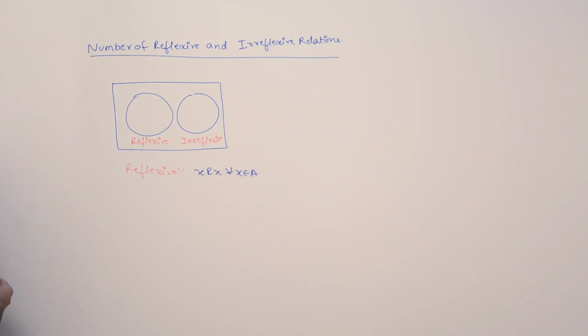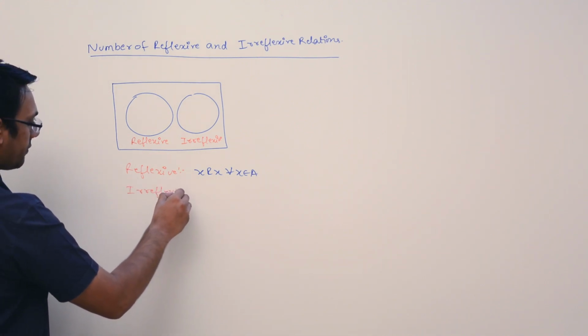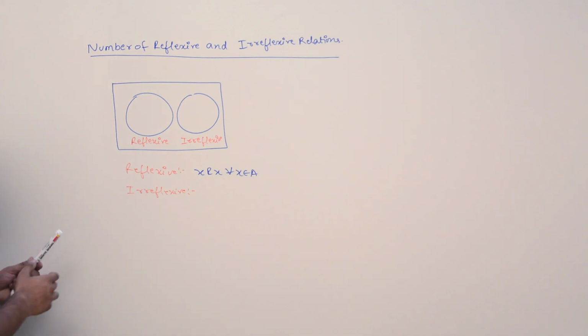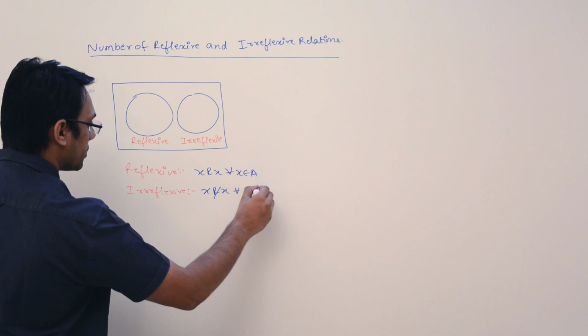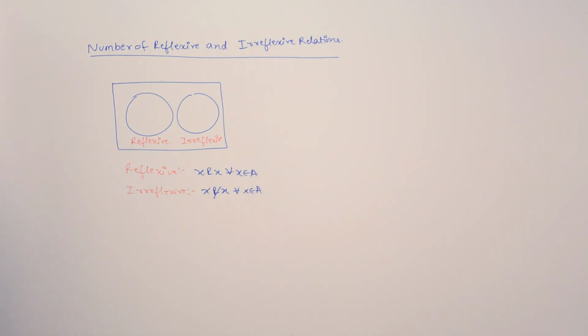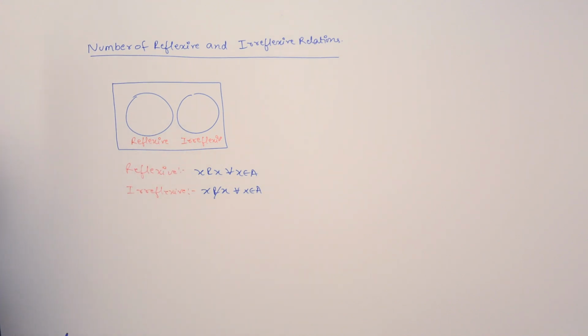And for a relation to be irreflexive, X should not be related to X for any X belonging to the set A, or you can say for all X belonging to the set A. Now in this scenario, you can clearly see that these two sets have nothing in common.